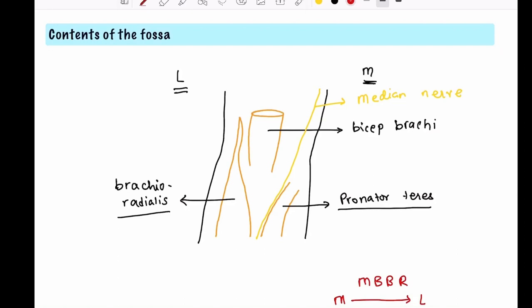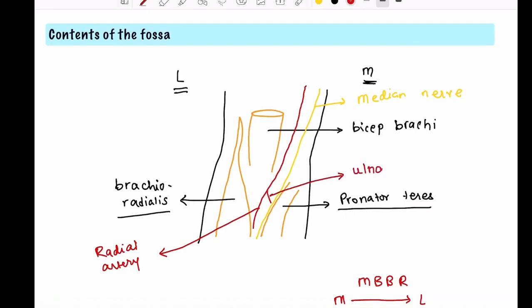The second content is the brachial artery. This is the brachial artery. It divides into its two branches, the radial artery and the ulnar artery. The radial artery lies on the lateral side. It is most superficial, and this, the second branch, is the ulnar artery. So the second content is the brachial artery, which divides into its two branches, the radial artery and the ulnar artery.